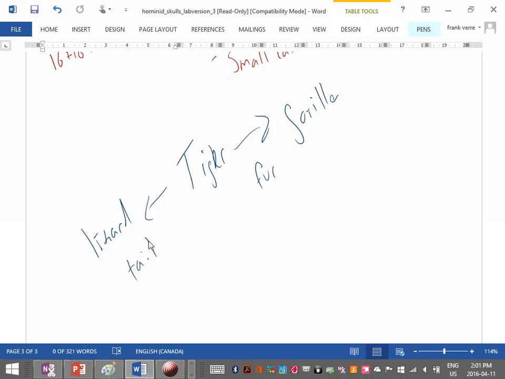Now, we know the answer. We know tigers are mammals and gorillas are mammals, so we know the answer should be more like a gorilla. But when you pull a skull out of the ground, you don't have all the information. So, how do you decide?